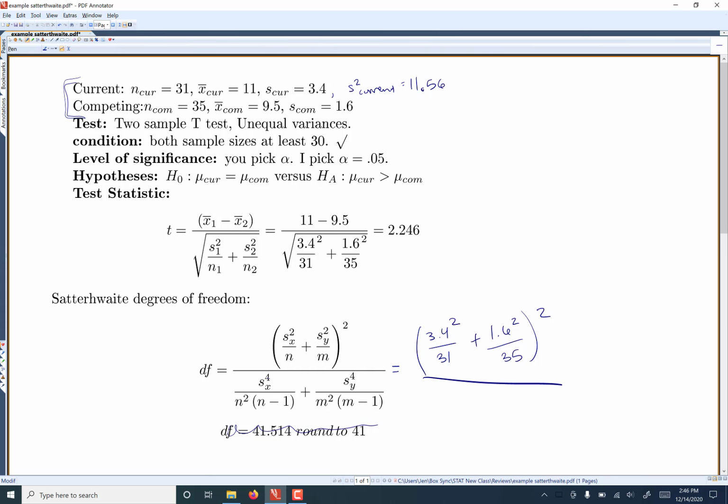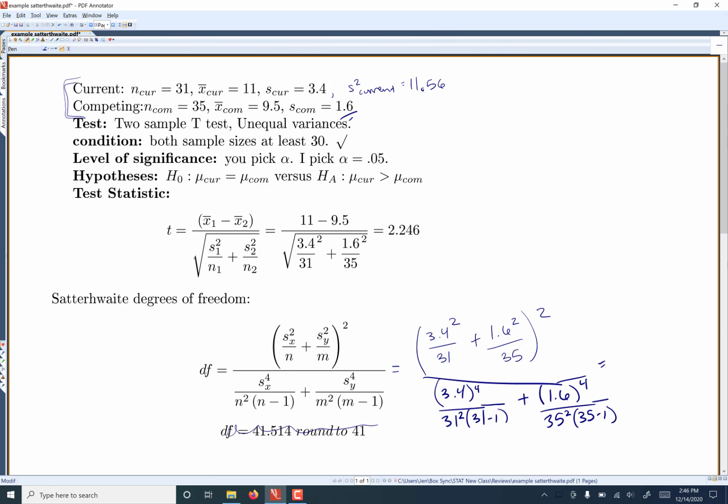So we'll do our first standard deviation of 3.4, but we have to raise it to the power of 4 over that sample size of 31 squared times the sample size minus 1. This is a very long, very gnarly looking formula, I know. Okay, my second standard deviation is 1.6. So we want to raise that to the power of 4, divided by its sample size of 35 squared times 35 minus 1. Again, I know this is long.